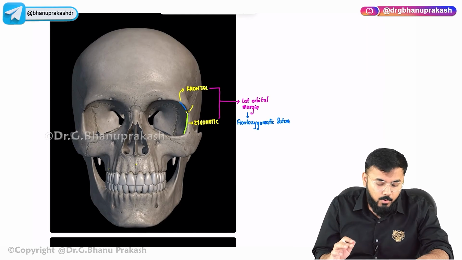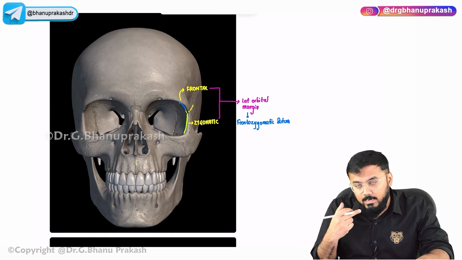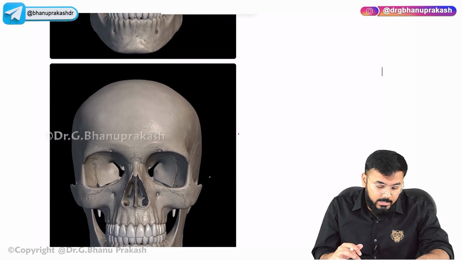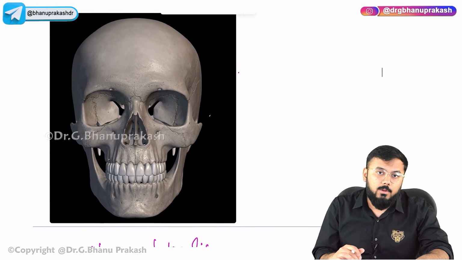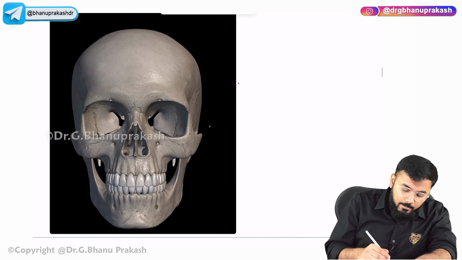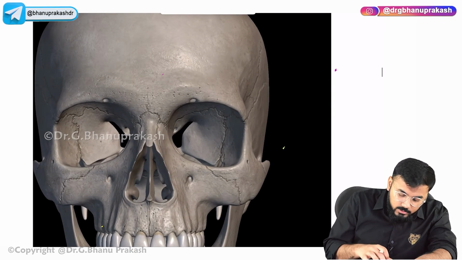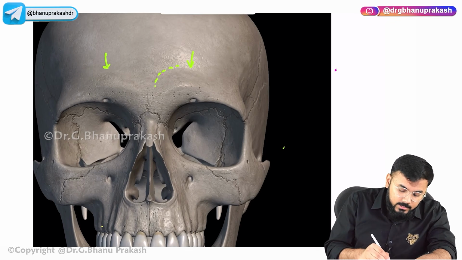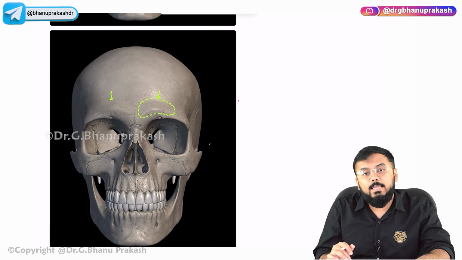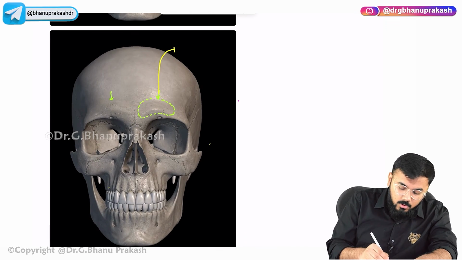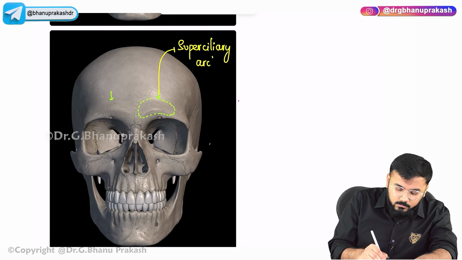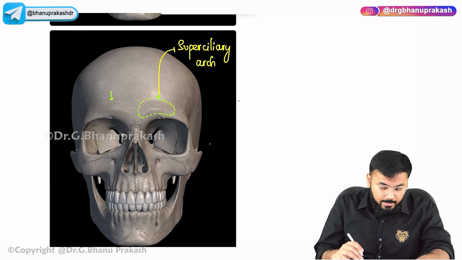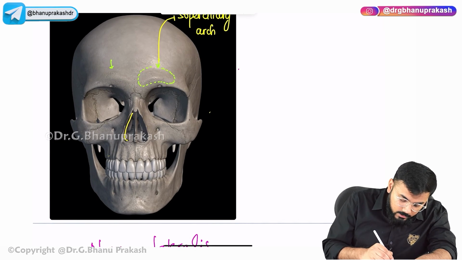So these are the important sutures which you need to know that are associated with the orbit. Next important thing is this particular part. Exactly above the orbit, can you see some kind of swelling over here and here, right? What is this swelling called? This kind of swelling is called the superciliary arch.